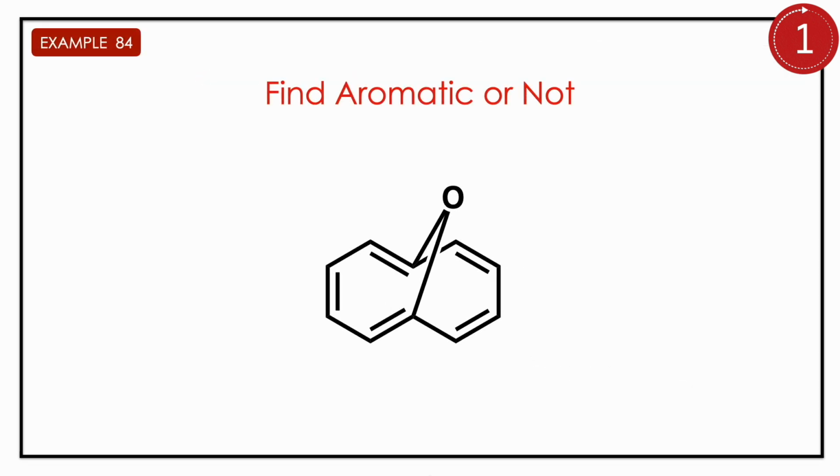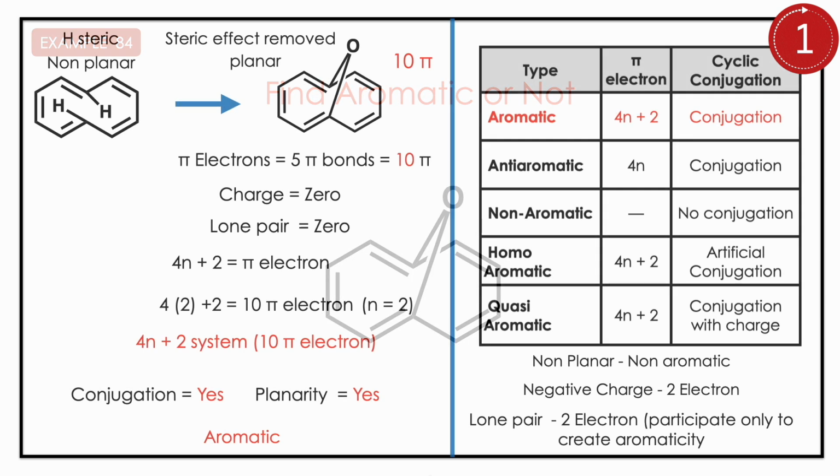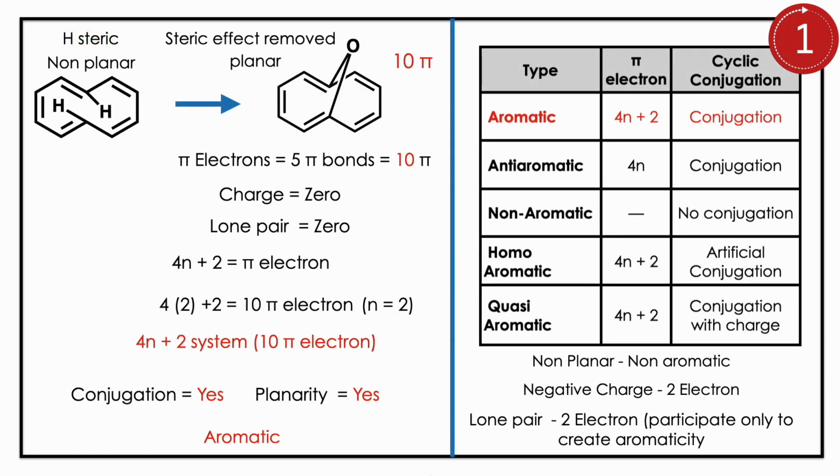Then the next example, here you have an aniline system with bridged oxygen. We already saw carbon and nitrogen. Here oxygen is given. We should find whether the given compound is aromatic or not. Here the hydrogens are sterically crowded in this kind of compound. So bridged atoms can relieve the steric effect. So oxygen can be a bridge and relieve the steric effect. The non-planar compound becomes planar because of the bridged oxygen.